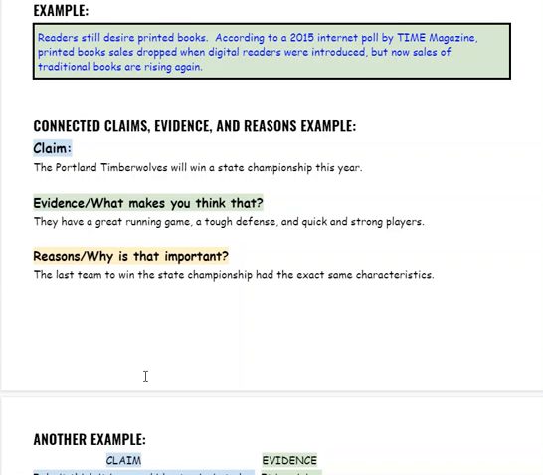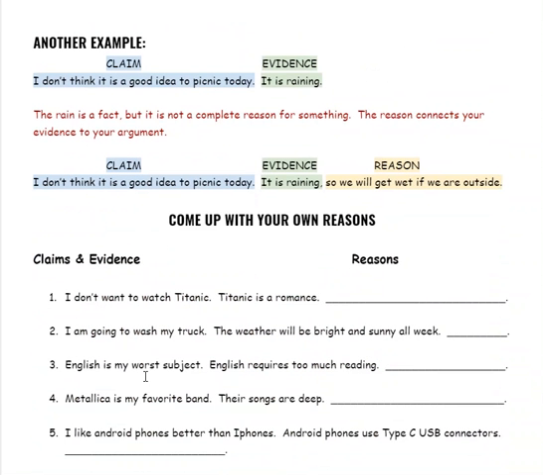And then you need to come up with reasons. Okay, well, why is that important? Why is it important that they have a good running game, a tough defense, and quick and strong players? And then I just give that reason. The last team to win the state championship had the exact same characteristics. So in a way, it's kind of like when you have that annoying kid always asking you why. You just want to cover as many whys as possible. So here's another example. We have a claim and it says, I don't think it's a good idea to picnic today. Okay, that's the claim. So this person's claim is that today is not a good day to picnic.